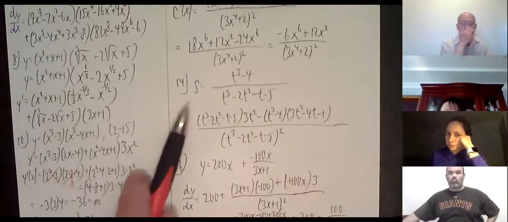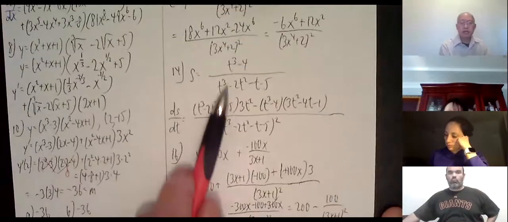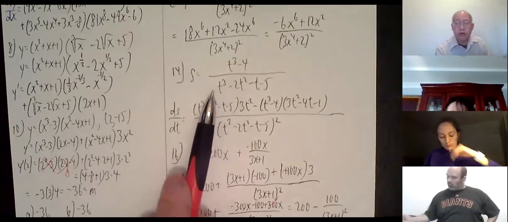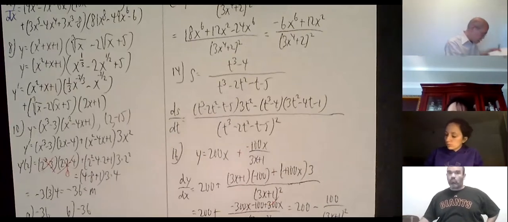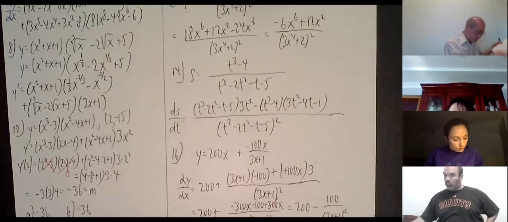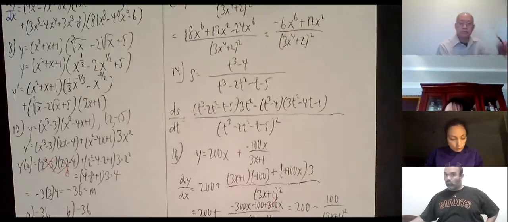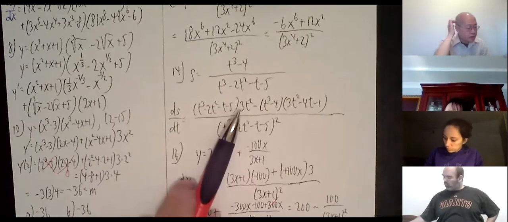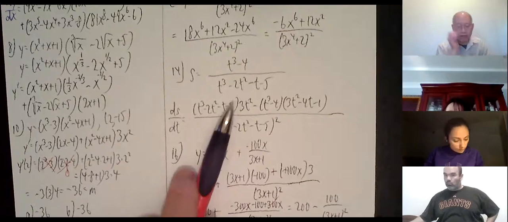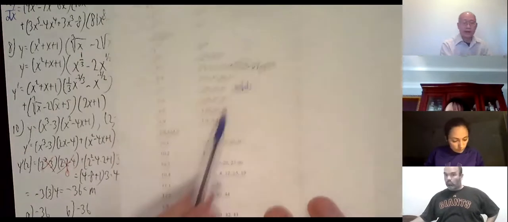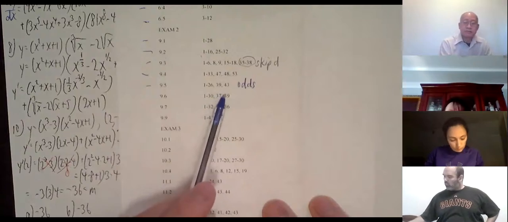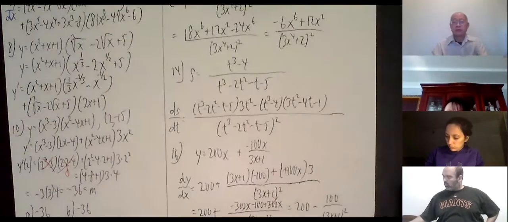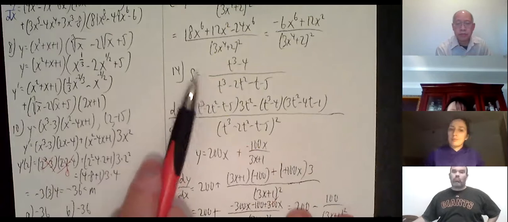Okay, 14. S is equal to this mess, t cubed minus 4 over t cubed minus 2t squared minus t minus 5. And is that the same in my book? Yes, this one seems to be the same in my book. So maybe I should have said do the evens anyway, but it doesn't matter because you didn't have the answers in the back of the book anyway. So I'm going to end up doing almost all the evens that were going to be there. So it turns out to be pretty much the same thing.